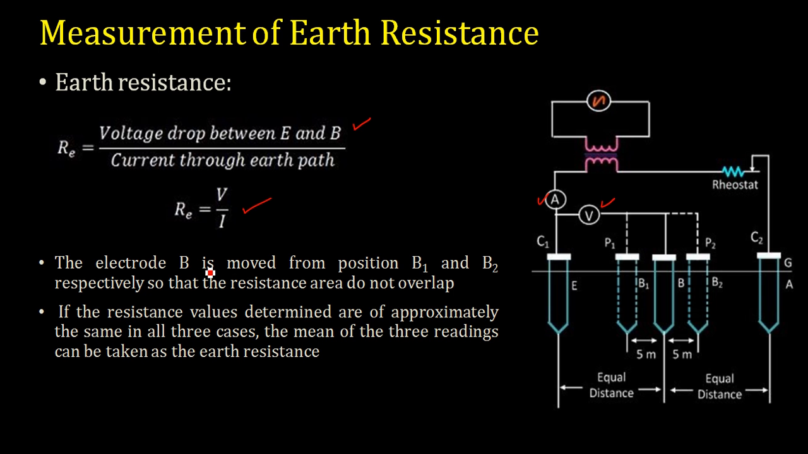Now what we do is that once we get one value of Re, we move the auxiliary electrode B from the first position to a new position B1, which will be a little far away from B, so that the resistance areas do not overlap. So it is a little far away, say 5 meters from B, and we take another set of readings, and then we move the electrode B in the opposite direction, again a little far away from the initial position, and we take the third set of readings. In all the cases you will be getting the value of Re, and what we can see is that if you are placing the electrode accurately, you will get approximately the same value of Re in all three cases, and the average value will give you the earth resistance at that particular point.